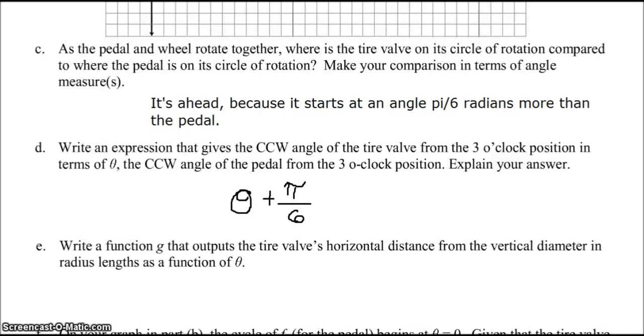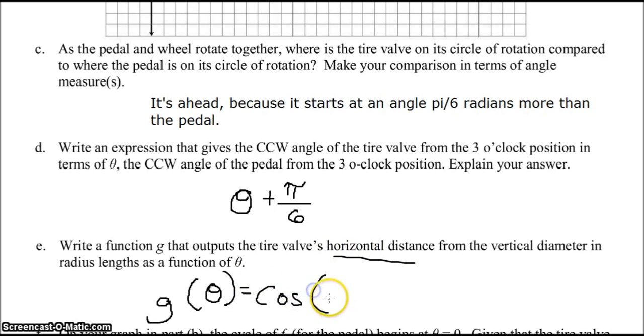Write a function g that outputs the tire valve's horizontal distance from the vertical diameter in radius lengths as a function of theta. So we want horizontal distance, that would be cosine of theta plus pi over 6.